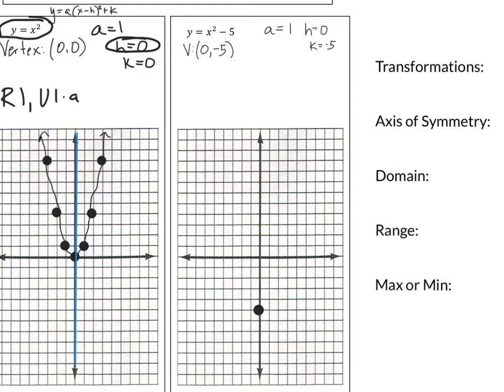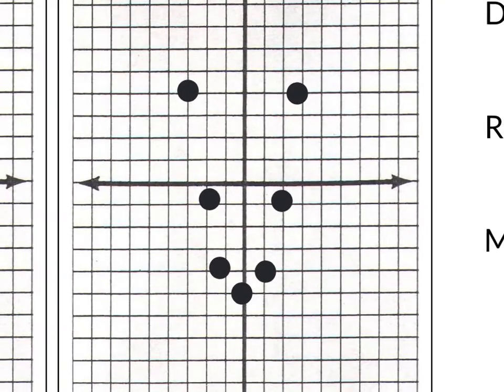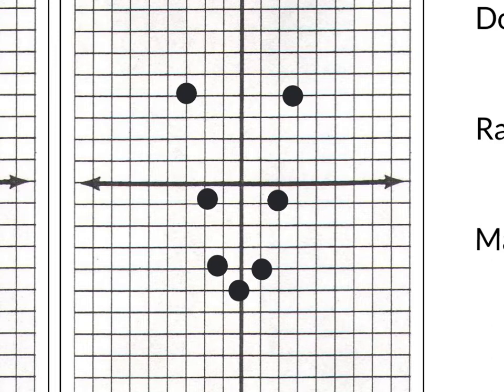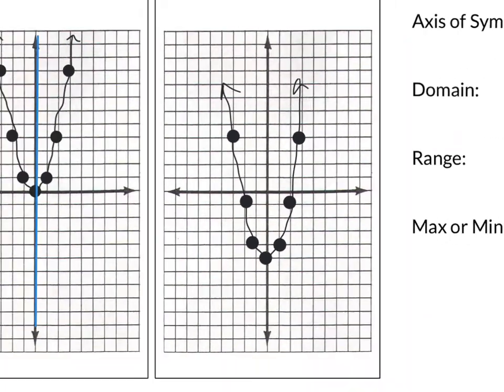And then from there, we're going to go right 1, up 1. Then we're going to go right 1, up 3. And then I'm going to go right 1 and up 5. And then I'm going to reflect this guy, just like so. Okay, now we can draw our parabola. All the way up through, put the arrows up. Okay, and now we can describe.